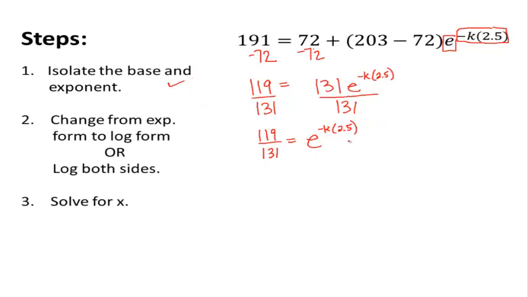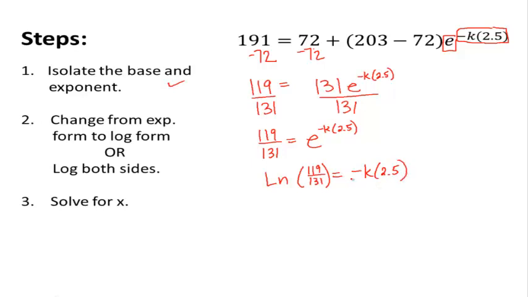Here's our base, here's our exponent. I'm going to change forms next. Ooh, our base is e. That means I'm going to use ln. Remember, that's a log with base e. Our argument is going to be the 119 over 131, and that equals our exponent.